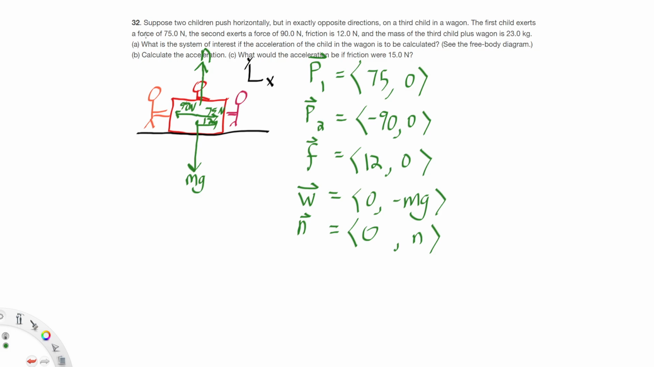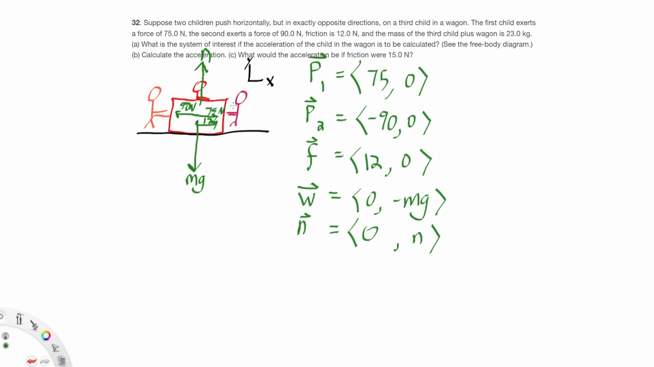So this gives us a good chance to talk about that. If we're interested in the movement of the cart, then the system we're interested in is the cart. So we're only writing down forces that are on the cart, and the little kid inside of it. Cart, wagon, crate, whatever. Box and person.